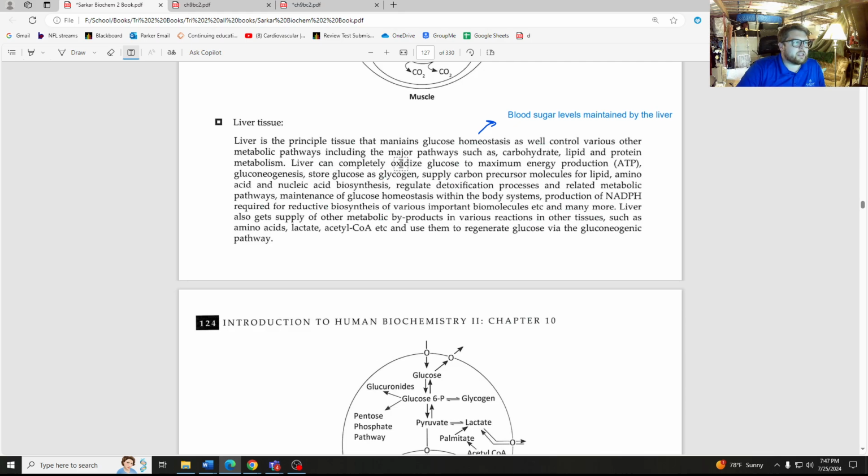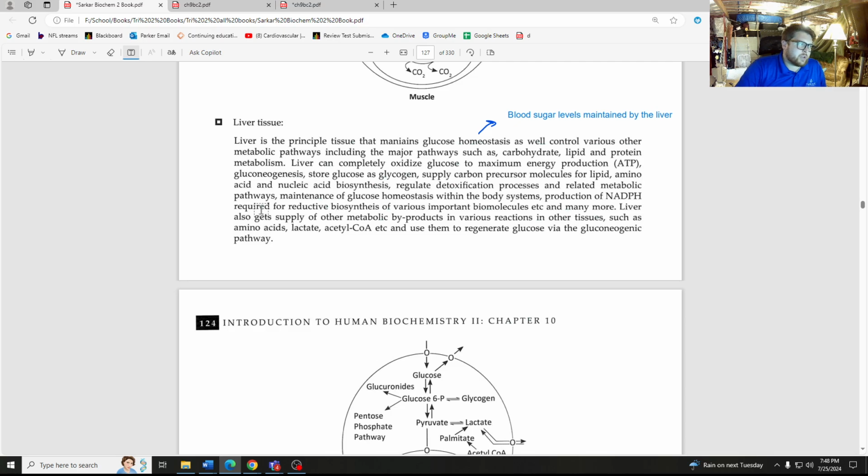The liver can completely oxidize glucose to maximize energy production, do gluconeogenesis, store glucose as glycogen, supply carbon precursor molecules for lipid, amino acid, and nucleic acid biosynthesis, regulate detoxification processes and related metabolic pathways, maintain glucose homeostasis within the body systems, and produce NADPH required for reductive biosynthesis of various important biomolecules, and even more stuff after that. The liver is incredibly important.